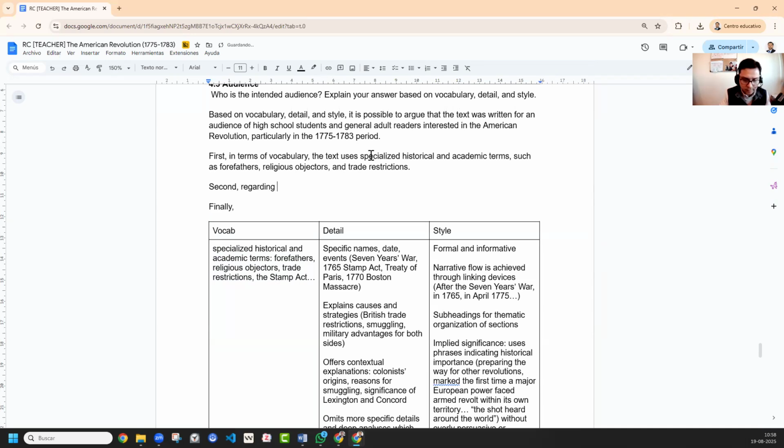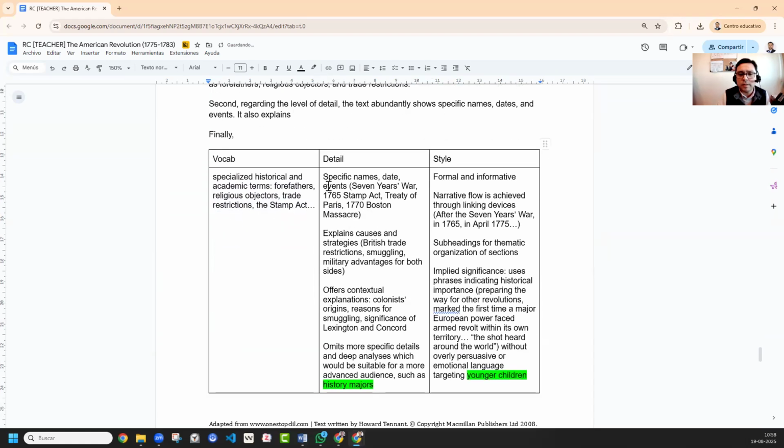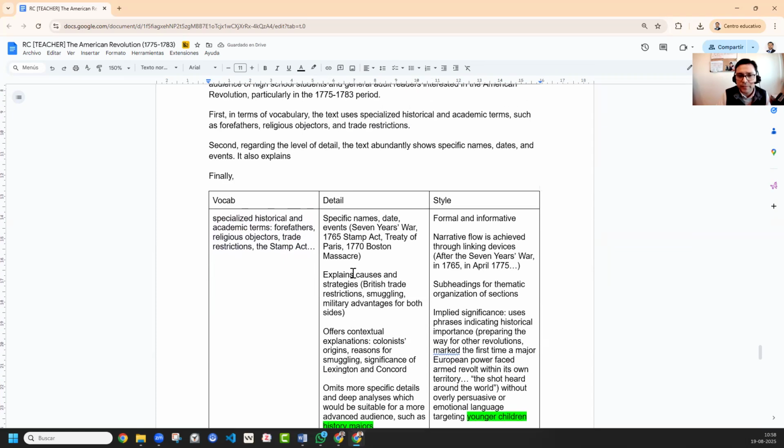regarding the level of detail, the text abundantly shows specific names, dates, and events. It also explains, so now I'm putting this information into a coherent paragraph, it also explains causes and strategies.